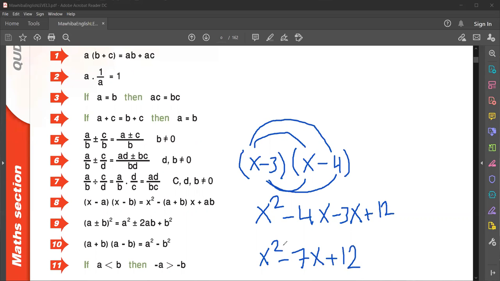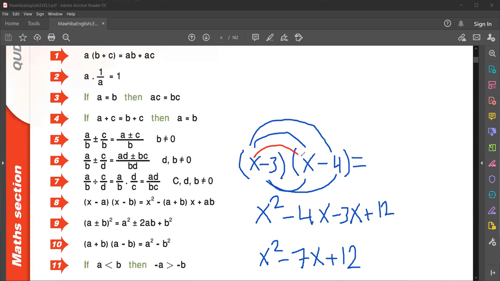So I get the answer multiplying (x minus 3) times (x minus 4). Yeah, x times x, x squared, x times minus 4, minus 4x, minus 3 times x, minus 3x, plus 12. So I have another way to simplify, a short solution. Can you do it like this?